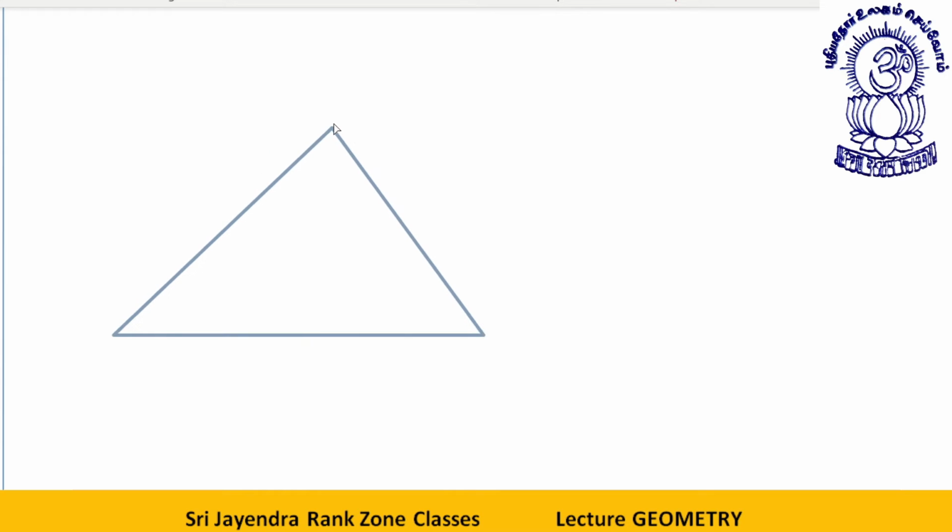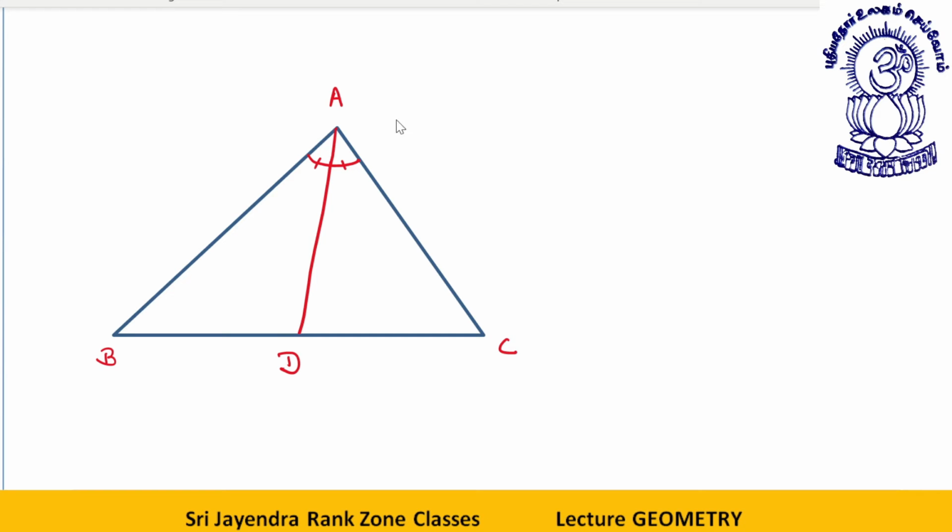Suppose I say this is any triangle. Suppose this is vertex A, this is vertex B, this is vertex C. Now here is the angle bisector. An angle bisector is a line segment which will divide this angle into two equal parts, like this. Okay, dear students. Now this is the angle bisector. Suppose this meets the opposite side at the point D.